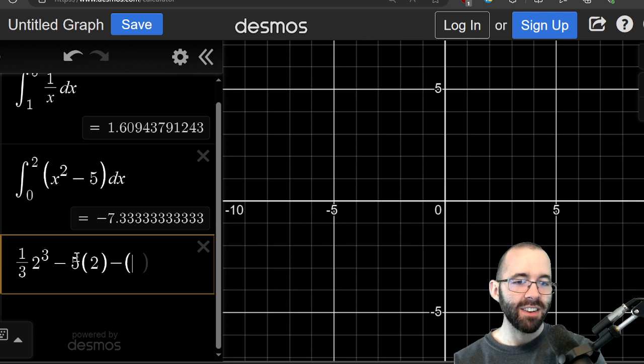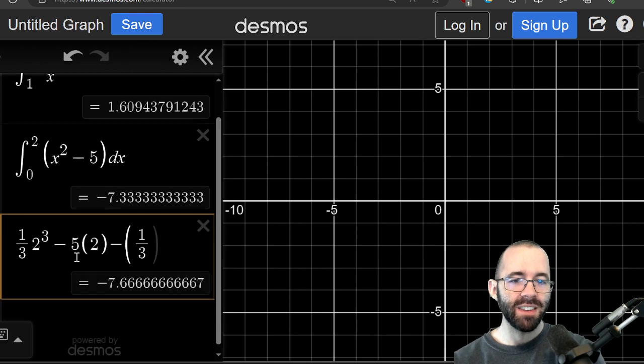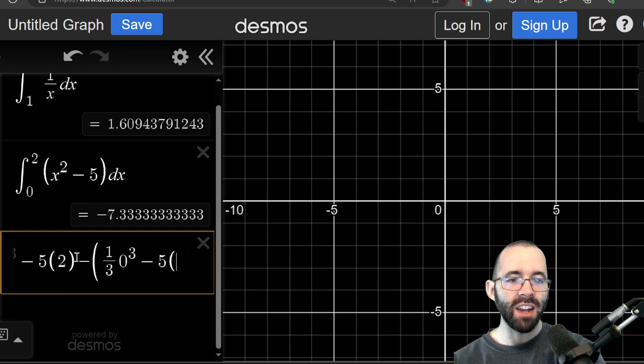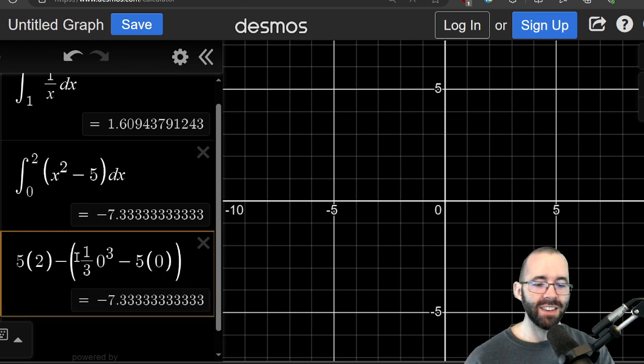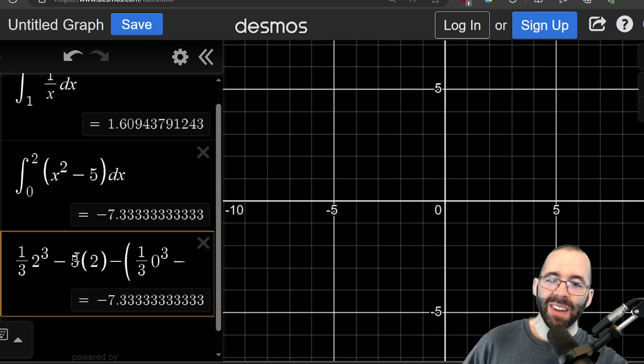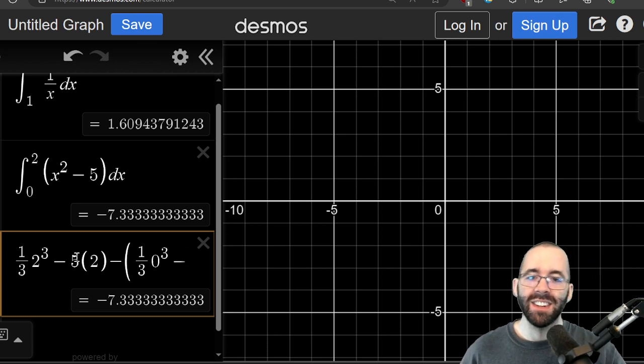And that's accurate. But really what's happening is we're subtracting out 1/3 times 0 cubed minus 5 times 0. Any ideas on where this comes from? That's where we're going in the future. This is quite a bit in the future, but eventually we'll learn how to calculate this by hand.